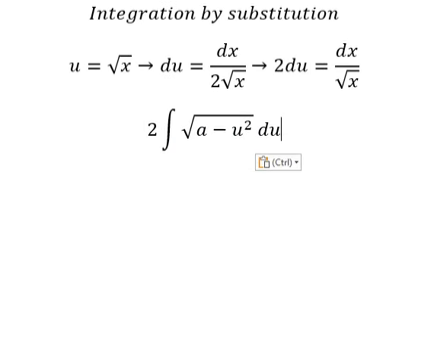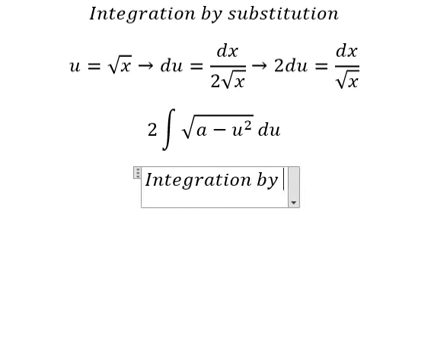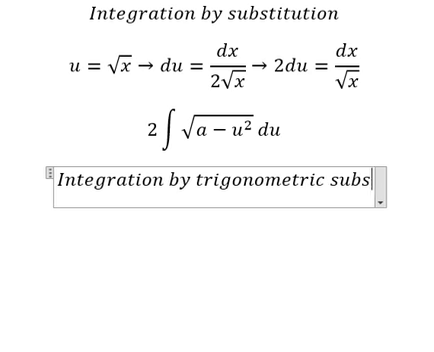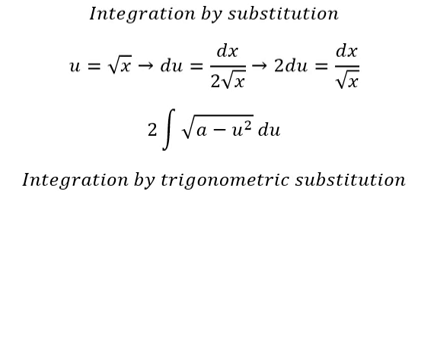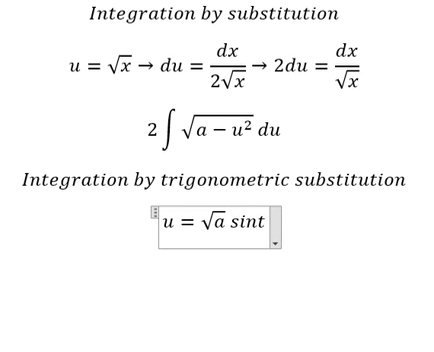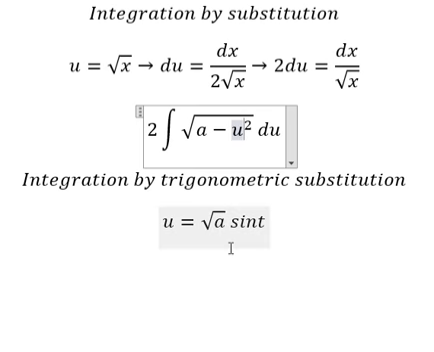Next, we need to use integration by trigonometric substitution. So I will put u equals the square root of a sine t, because if I put this one go in here, we have a sine t square, a and a. We can do factorization. 1 minus sine t square we change by cosine t square, and later we simplify the square root.